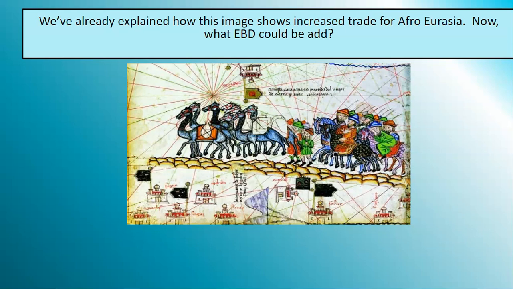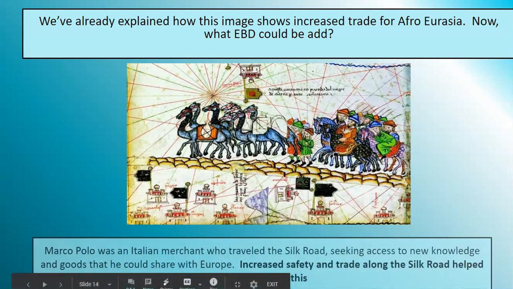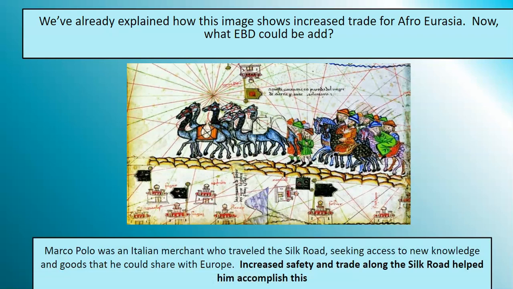So now, how would we add a piece of evidence beyond the document that could continue to support our argument? So let's say we've given the picture, we've given the explanation statement to earn the evidence points. Now we can add something like this, which will help give us the evidence point. Marco Polo was an Italian merchant who traveled the Silk Road seeking access to new knowledge and goods that he could share with Europe. Increased safety and trade along the Silk Road helped him accomplish this, right?